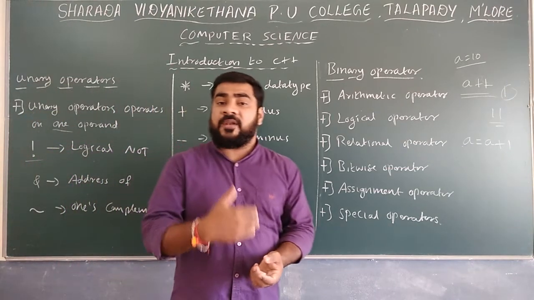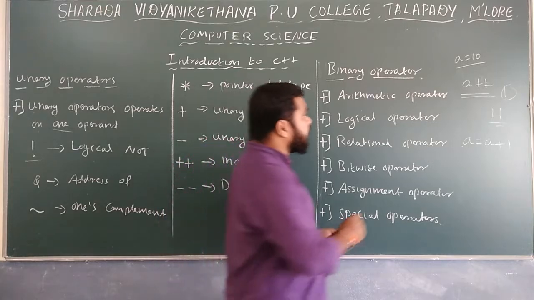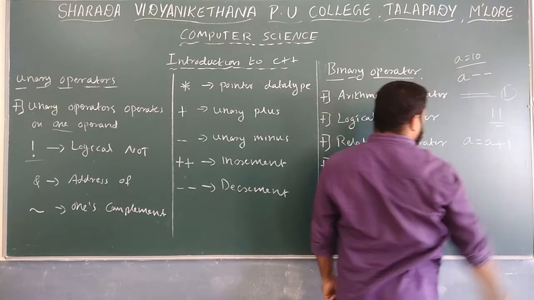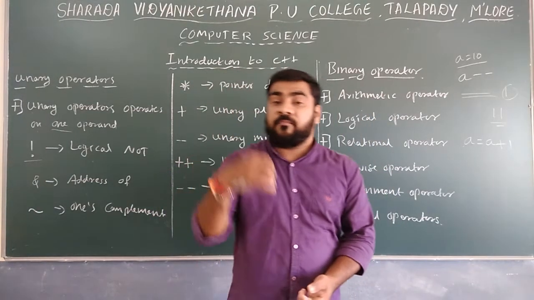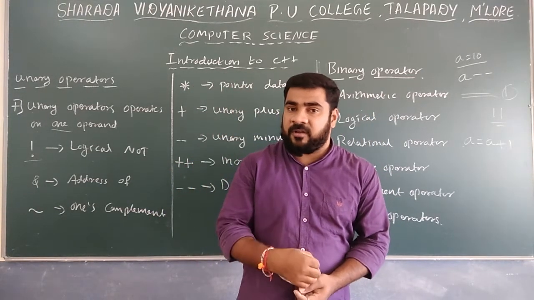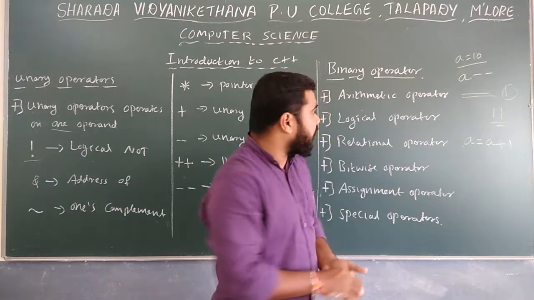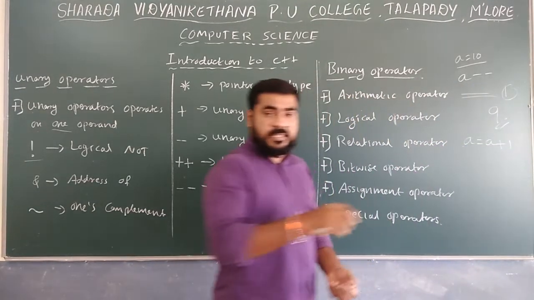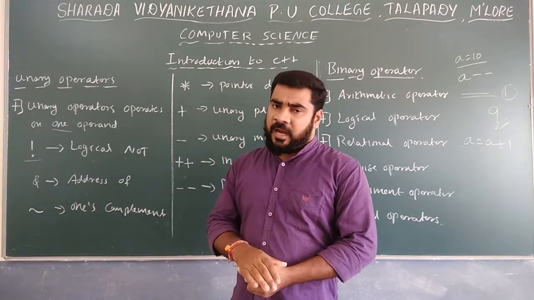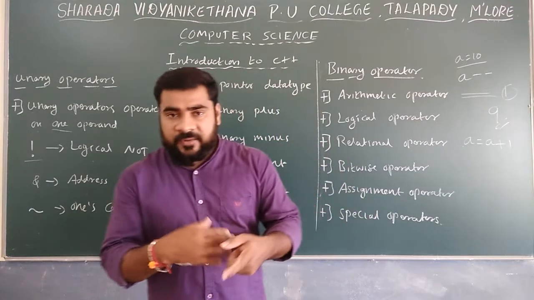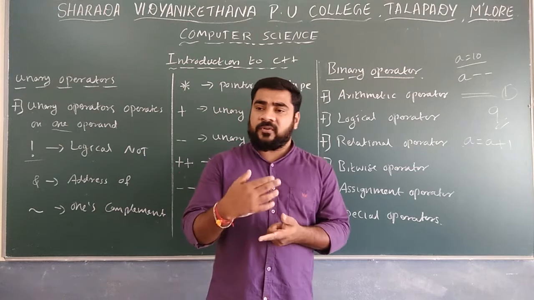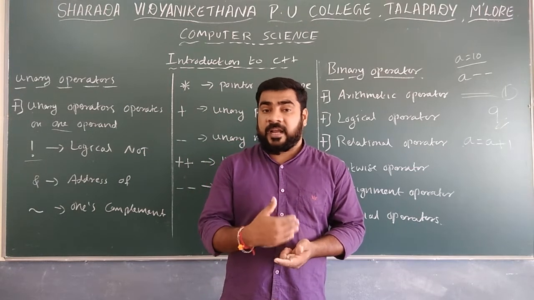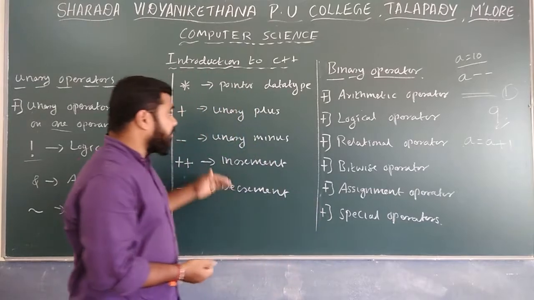If you want to reduce the values by 1, for example if A is equal to 10, then instead of A plus plus, if you use A minus minus, the value will be decremented by 1. So the value will be 9 instead of 11. This is known as increment and decrement. Increment means the value is added by 1, and decrement means the value is decreased by 1.